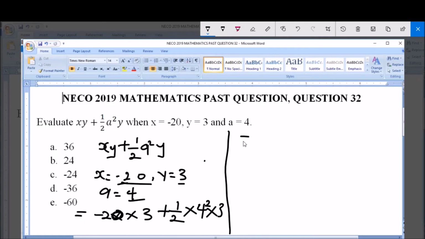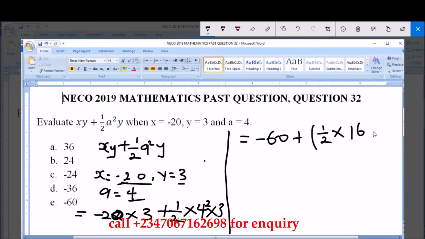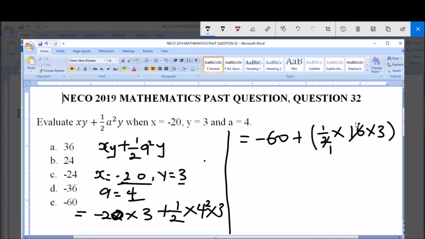Now from here, -20 times 3 will give us -60, plus, let's put this in brackets, 1 all over 2 multiplied by 4 square, which is 16. 4 times 4 gives 16. Then multiply by 3. Now let's simplify here. 2 goes into 2 once, and 2 goes into 16 eight times. So I left 1 times 8 times 3. And this is equal to -60 plus 1 times 8 times 3, which is 24. And so we have -60 plus 24, which gives us -36.